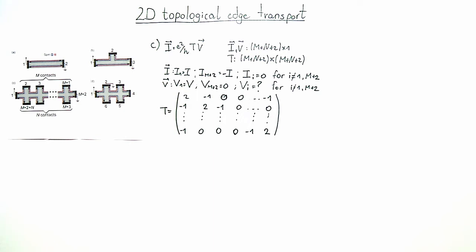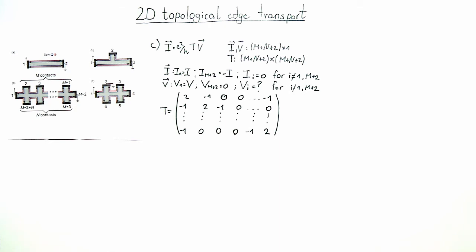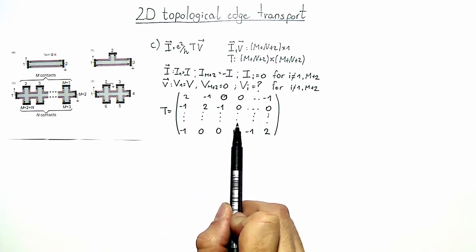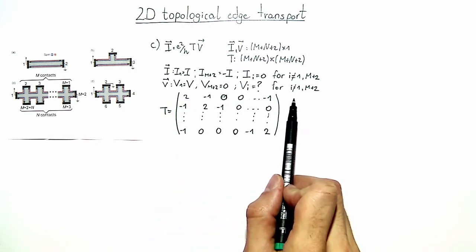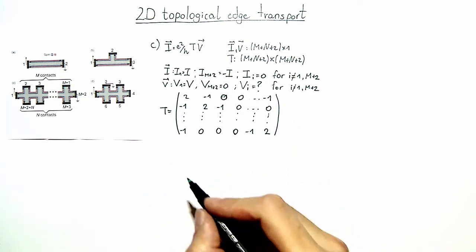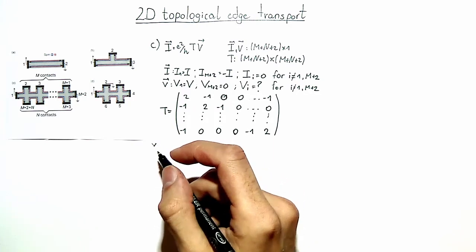Now, if we look at any voltage contact, so any contact along here, the upper or the lower edges, then we know that the current is zero. So if we look at such an entry of the current vector where that entry is zero, we can write, if we consider the corresponding row in the transmission matrix and multiply it by the voltage vector, we get an expression which is true for all voltage contacts, meaning contacts where no net current flows.